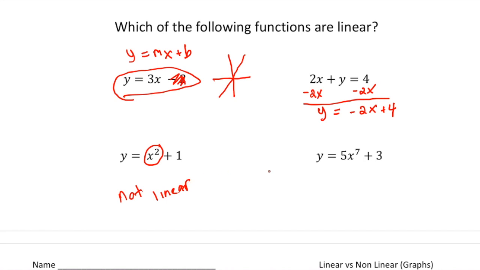The same thing applies for other powers. Here we have 5x to the 7th. Because that number is more than 1, it's also not linear. Now that you know the difference between linear and nonlinear functions, pause the video and try the problems on the next page, and then hit play and you can see how you did. Good luck.